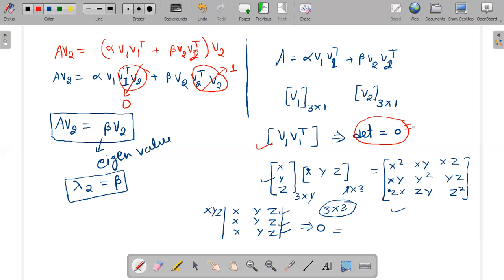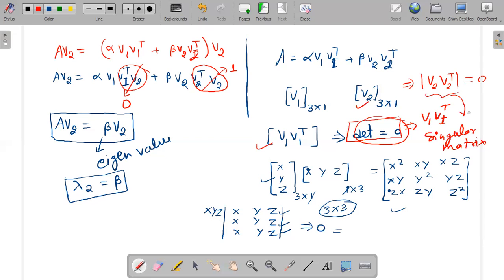From here we can say that v1 into v1 transpose is a singular matrix. A matrix is said to be a singular matrix if its determinant is 0. Since the determinant of v1 v1 transpose is 0, we can say that it is a singular matrix. Similarly, v2 is also a column matrix of size 3 cross 1. Therefore, for v2 and v2 transpose, the determinant of this matrix is also 0. Therefore, this matrix is also a singular matrix, right?